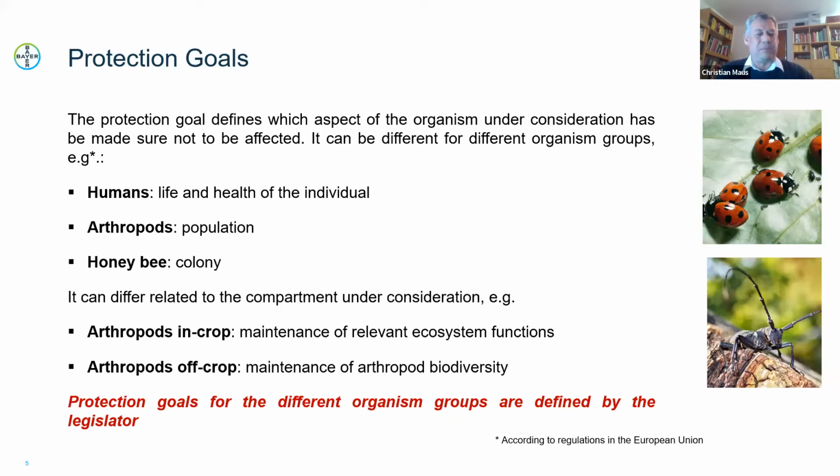This leads us to the so-called protection goals. For humans, of course, the life and health of the individual are the focus. When we look at non-target arthropods, however, we look at the population. In the case of honeybees, we look at the colony as the protection goal. And it may even differ between situations where those non-target organisms are located. For instance, for arthropods in crop in the European Union, the protection goal is the maintenance of ecosystem functions, whereas off crop, the protection goal is biodiversity.